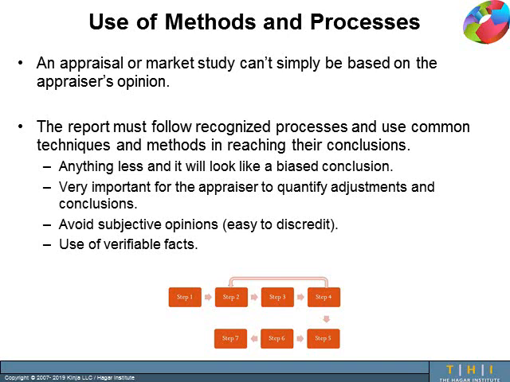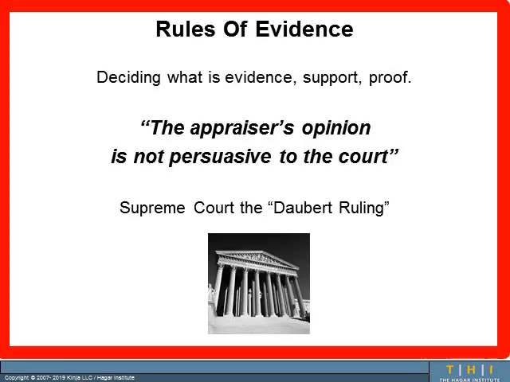This is extremely important for appraisers: to quantify adjustments and their conclusions. They should try to avoid using subjective opinions or conclusions. The reason is, if you get two appraisers that are very subjective with opposite conclusions, you're just going to have a long-term fight on your hands. And that's not going to help anyone, except for, I guess, the attorneys and their income. So appraisers need to use verifiable facts. There is a process to follow.